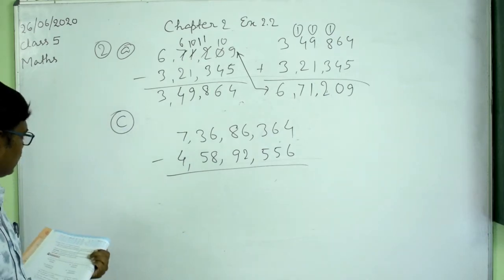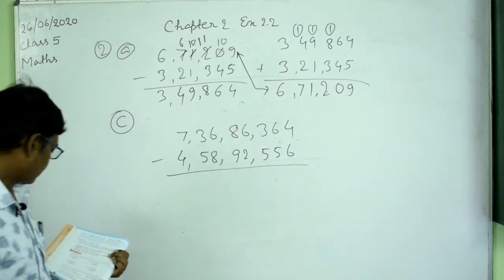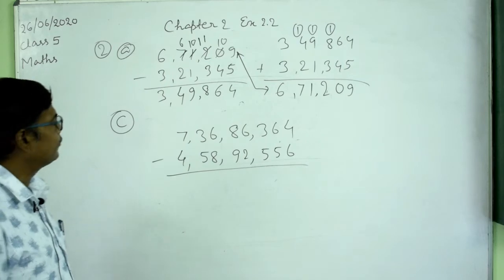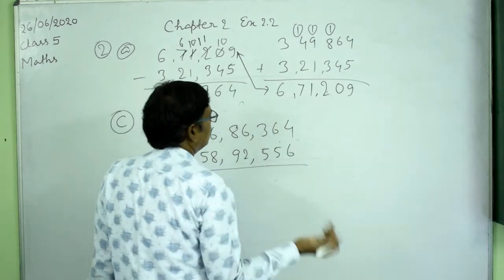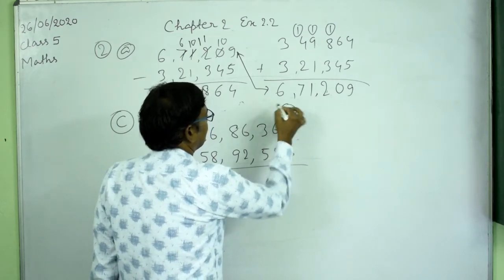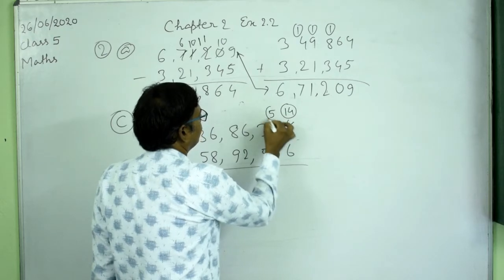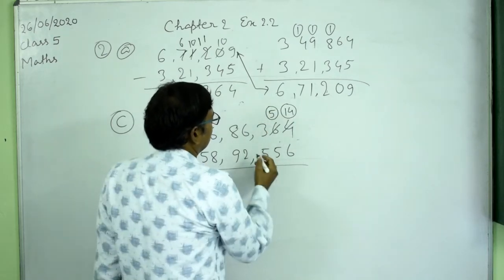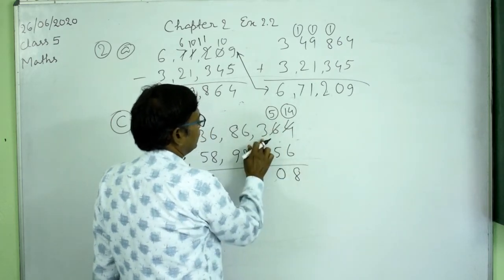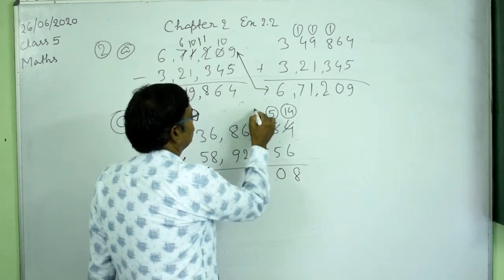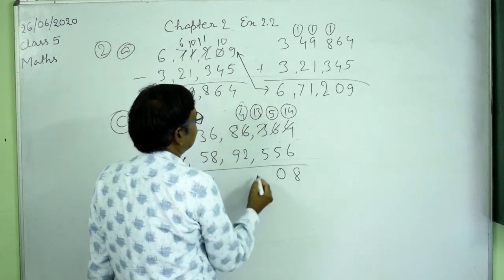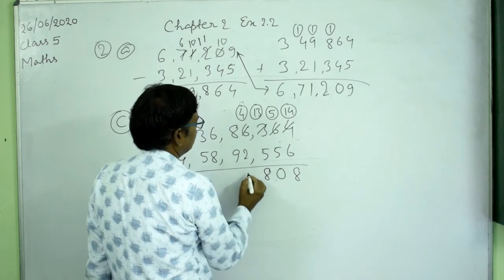4 crores 58 lakh 92,556 here. Now it is 4 and 6, so you will borrow from this 6 here. So you will have 14 here, and then 5 left here. Next, 14 minus 6 is 8, and 5 minus 5 is 0. Now it is 3, again less than 5, so again borrow, then you will have 13 here, and here it will be 4. So 13 minus 5 will be 8, and 4 minus 2 is 2.